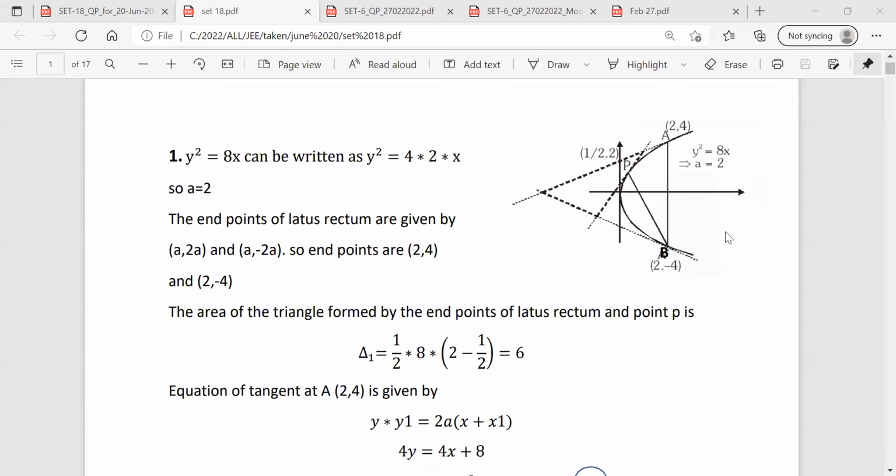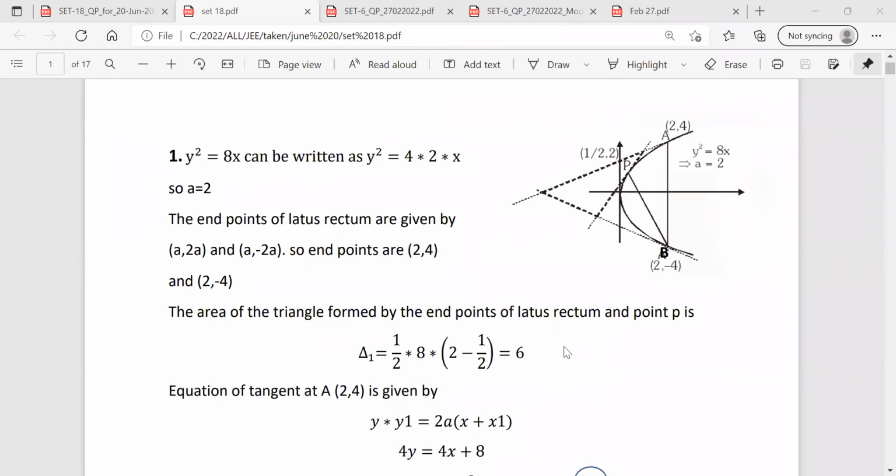So we all know how to find the area of a triangle. It's like half base into height, right? So here we know this distance, right? It's 8. Here it's (2, 4), and here it's (2, minus 4). So we know the distance as 8. So we can directly find the area of the triangle formed by the endpoints of latus rectum and the point P as delta 1 is equal to 1/2 into 8 into (2 minus 1/2). So we have the area of the first triangle. We found it really very easily by simply applying the formula.